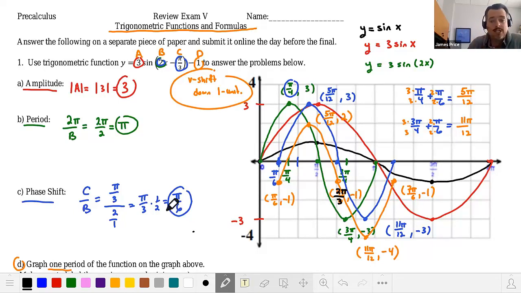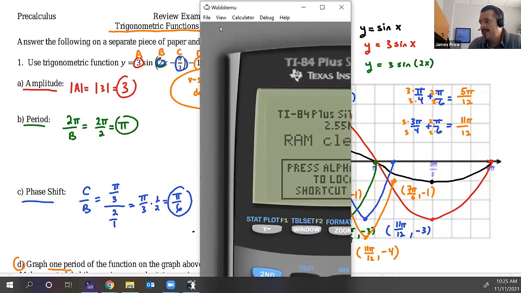Now, you can check your work on these. So let's check our work. Let me bust out my calculator here. Forgot to pull it up. And so just to check my work, what I want to do is put it on my calculator to see if it looks somewhat the same. If I can make it look somewhat the same, then that would be good.